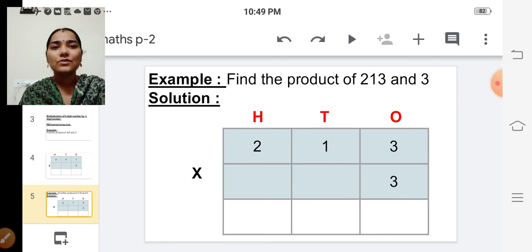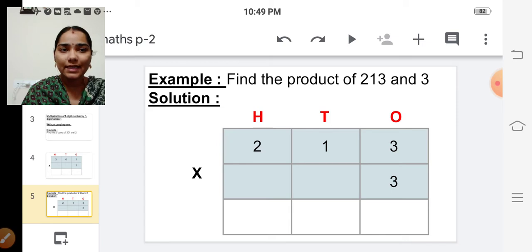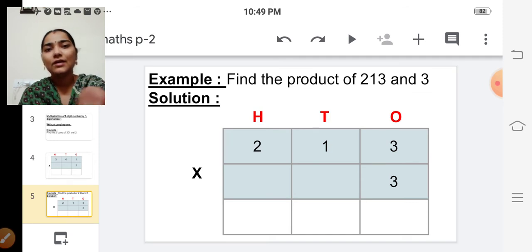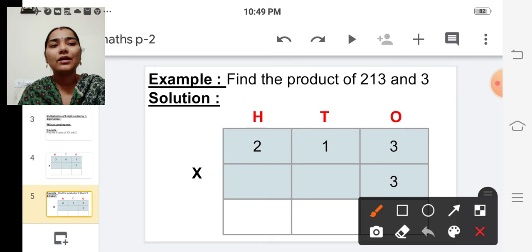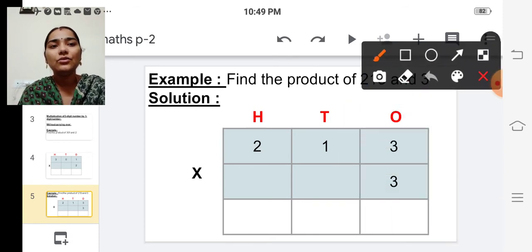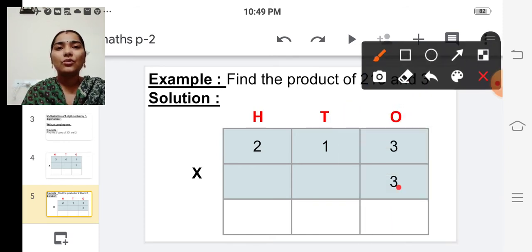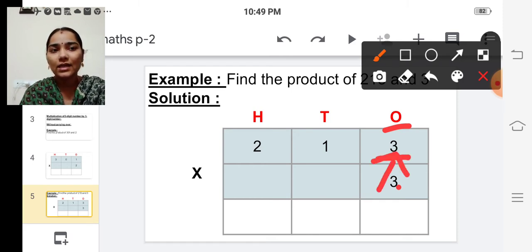Yes. So see the next example. Find the product of 213 and 3. So we are going to multiply 213 by 3. Okay. So see the solution. 213 into 3. So first what we have to do? We have to start from the ones place, isn't it? So we have to multiply the digit in the ones place by this 3.